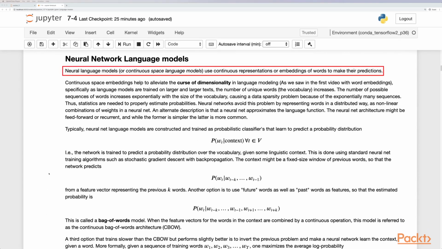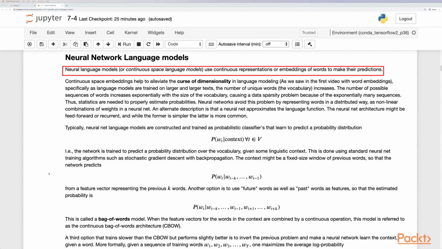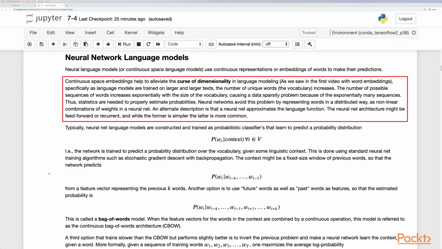Neural language models, or continuous space language models, use continuous representations or embeddings of words to make their predictions. Continuous space embeddings help alleviate the curse of dimensionality in language modeling, as we saw in the first video with word embeddings. Specifically, as language models are trained on larger and larger tasks, and the number of unique words, the vocabulary, increases, the number of possible sequences of words increases exponentially with the size of the vocabulary, causing a data sparsity problem because of the exponentially many sequences. Thus, statistics are needed to properly estimate probabilities.